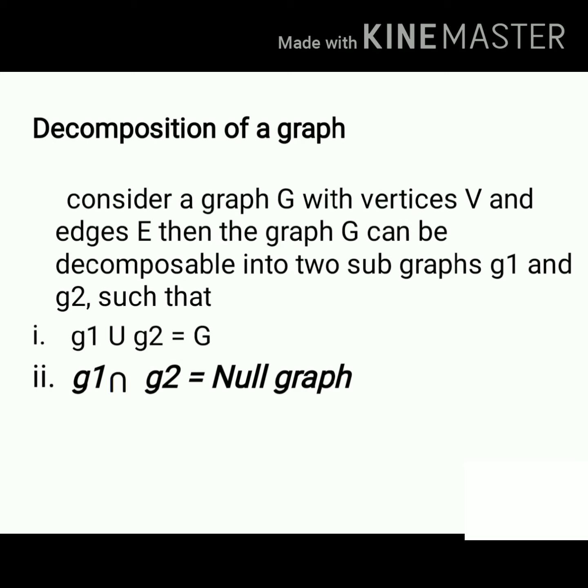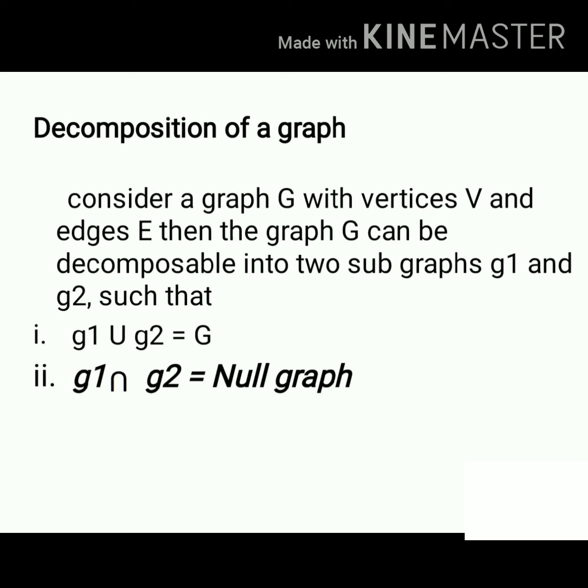So the decomposition of a graph is: the graph G with vertices V and edges E can be decomposed into two graphs G1 and G2, such that G1 union G2 is equal to G and G1 intersection G2 is equal to the null graph. This is the decomposition of a graph.